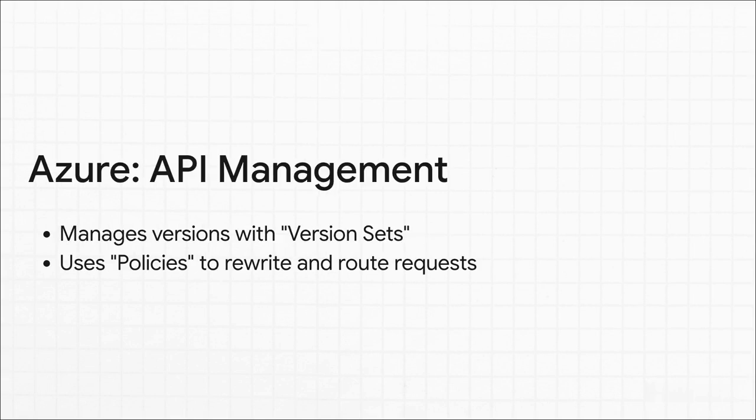Then you hop over to Microsoft Azure. Their tool is called API Management, and it uses something totally different, version sets. You define your V1 and V2 there, and then you apply these things called policies, which are basically just rules that tell Azure how to direct traffic. Same goal, totally different language and tools.